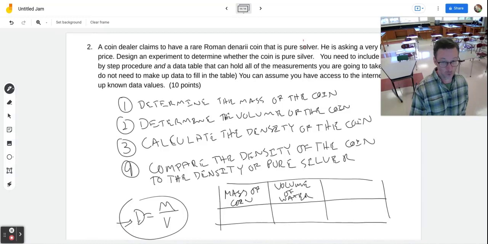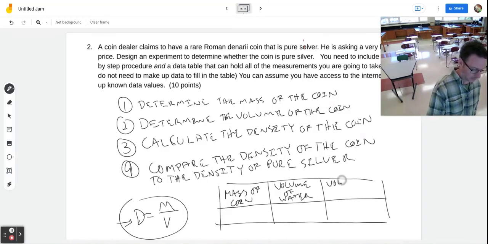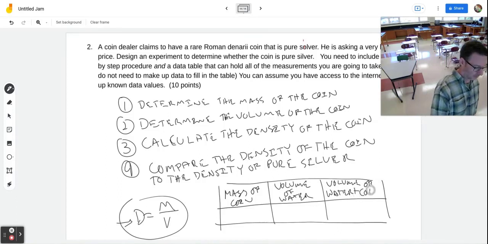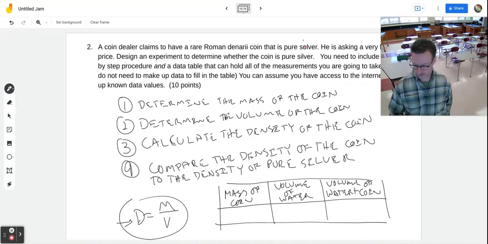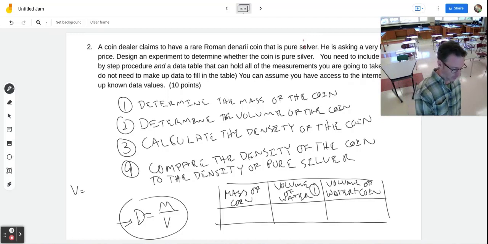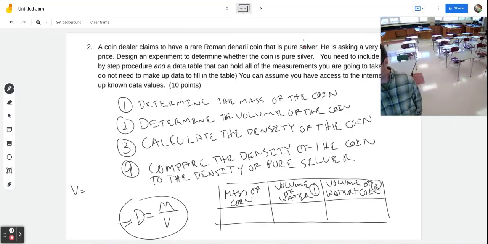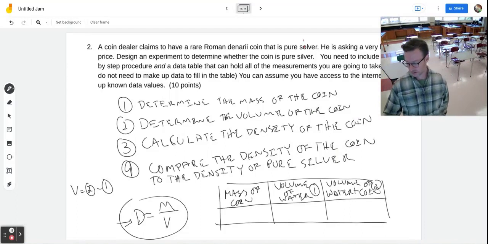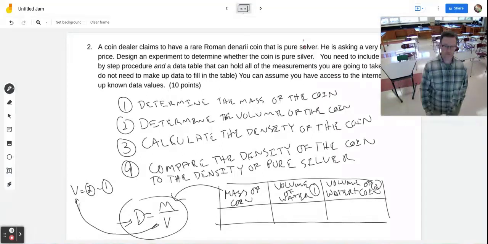So you need to record the volume of water in a graduated cylinder, and then the volume of water plus the coin. And then to find the volume, calculation-wise, you need to do volume equals, I'm going to say this is number one and number two, just for the sake of illustration, two minus one. So the final volume of the cylinder, when it has the coin in it, minus the starting volume of the cylinder, gives you the difference, which is the volume of the coin. You've got the mass. You can calculate the density. Okay, so something like that.